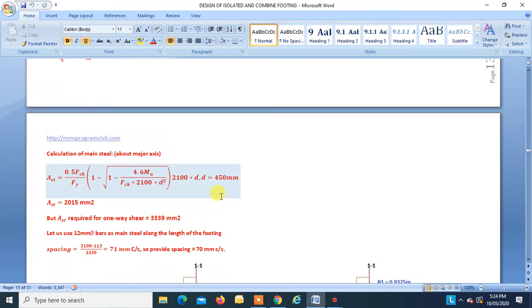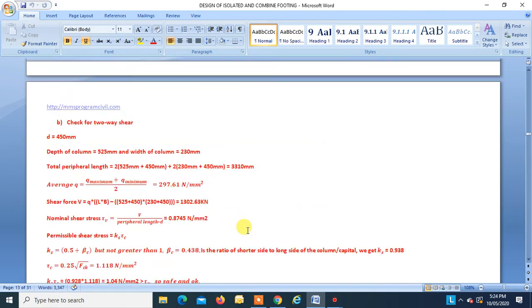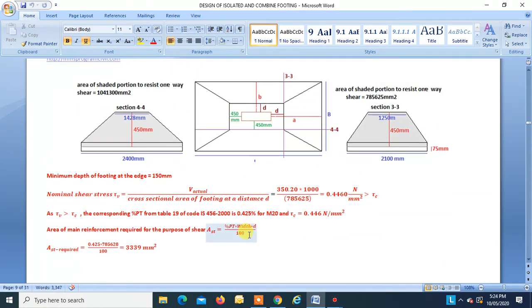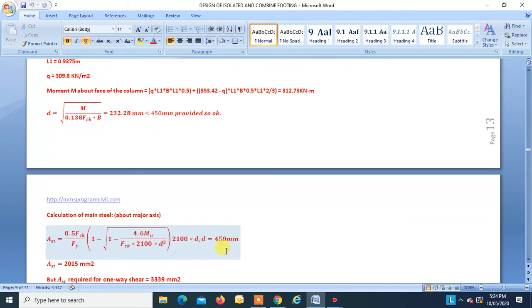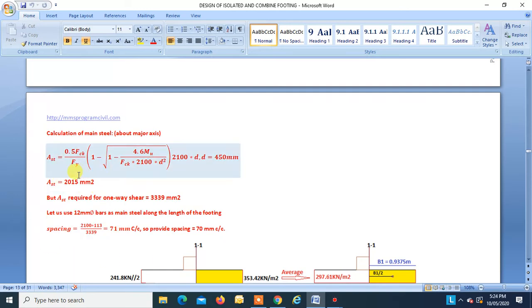Let us just refresh our memory. Going back, for this section we found that the steel required was 0.425% to satisfy the one-way shear, and the area required was 339 mm square. So we have to provide the larger of the two. This is what we require to satisfy the moment criteria, and this is what we require to satisfy the one-way shear criteria. So we will provide this area of steel.